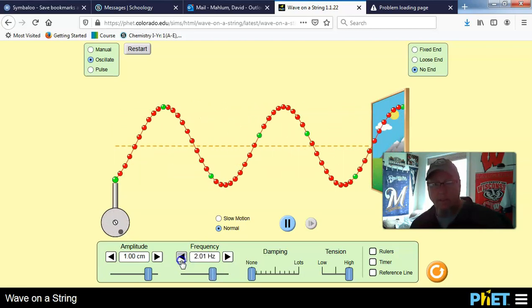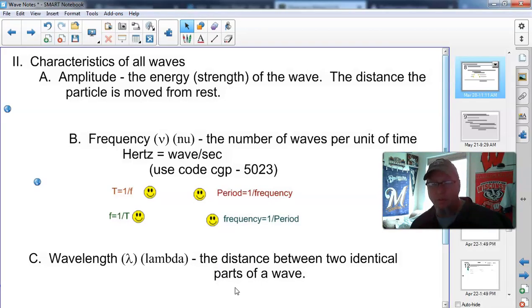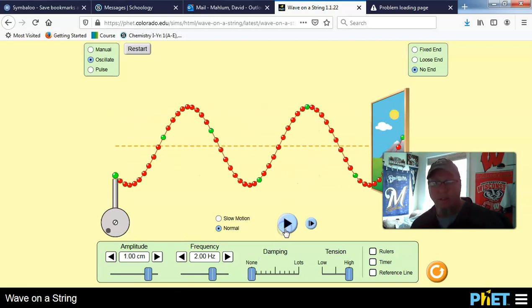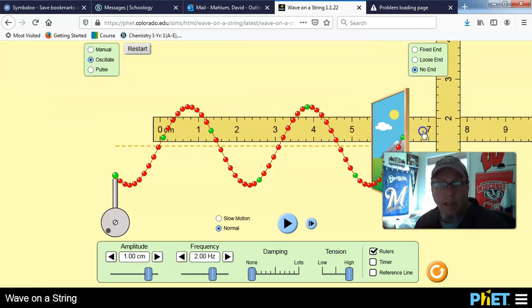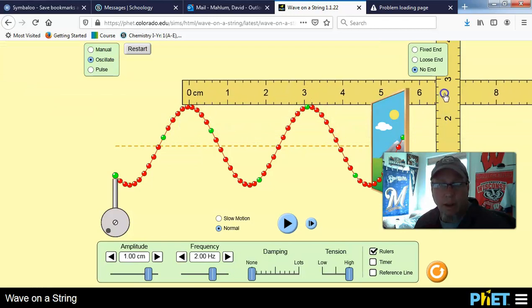And the wavelength is simply the distance between two identical parts of the wave. So I'm going to pause it. I need to find one part of the wave, say right there at the tippy top, and I can go over to another part that's identical, right there at the tippy top. I could put my rulers up there and measure from the tippy top of this one, 0, right to the tippy top of this one.